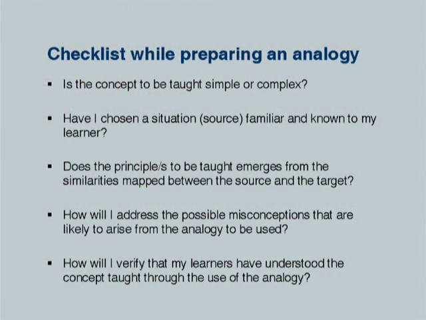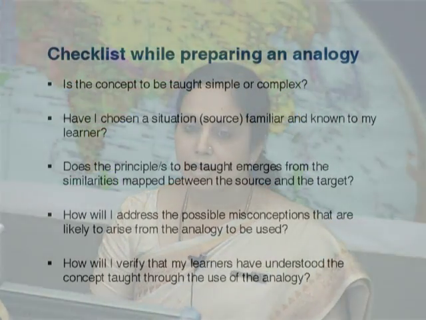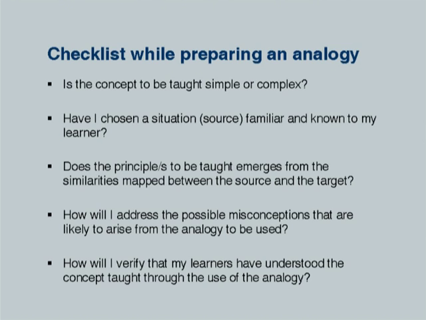And then, have I chosen a situation which is familiar and known to the learner? Most important, because in any analogy, we have a source and we have a target, and the source is the familiar and known situation to the learner. And we need to ensure or think whether the learner is actually familiar or not. In the previous visualization, the source chosen most of the time was the set of drawers, which is most familiar. That's an example.